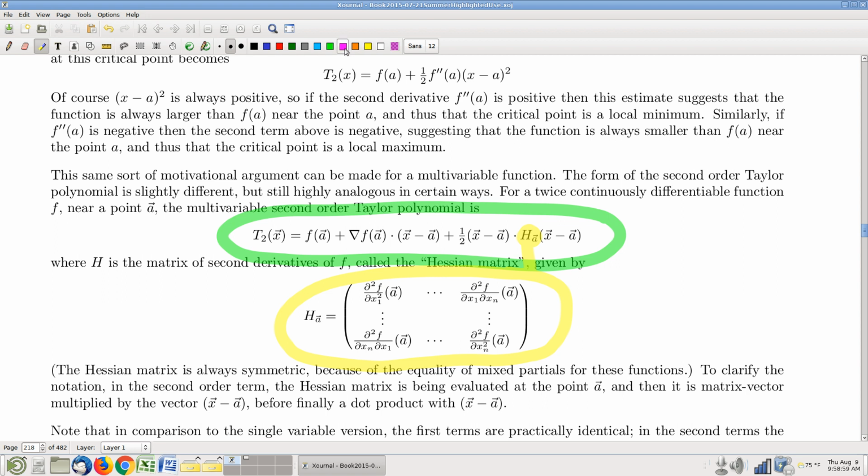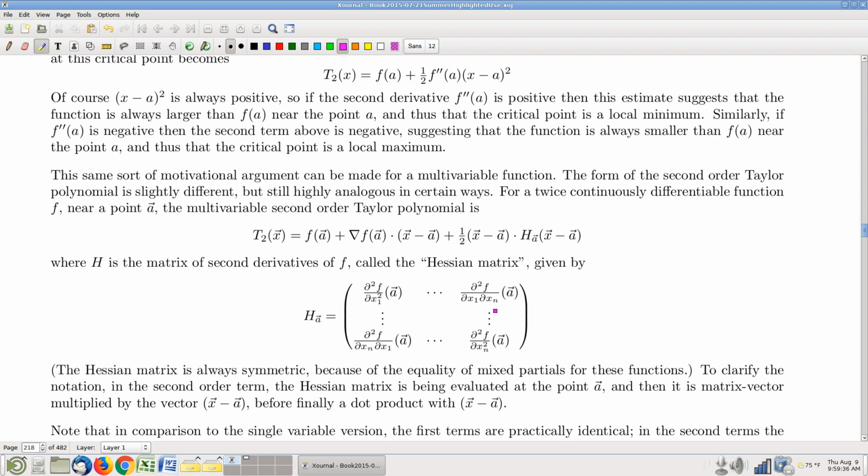So note we do this odd sort of construction with it. We take the Hessian matrix, we multiply by the vector x minus a, and then that result we dot product with x minus a. It's like I'm multiplying by x minus a twice. You're going to want to say x minus a squared. Of course, it's not really, right? But it is multiplying by x minus a twice in two different ways. So it's analogous, right? And times a half, just like in the single variable case. So it's a very analogous result.